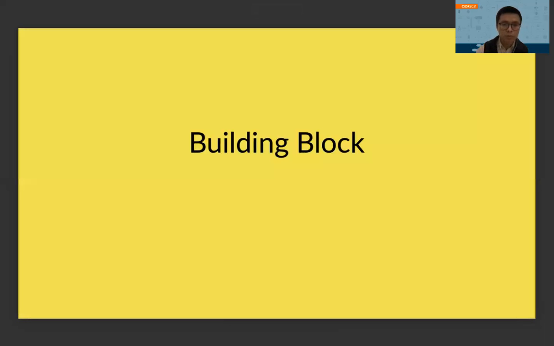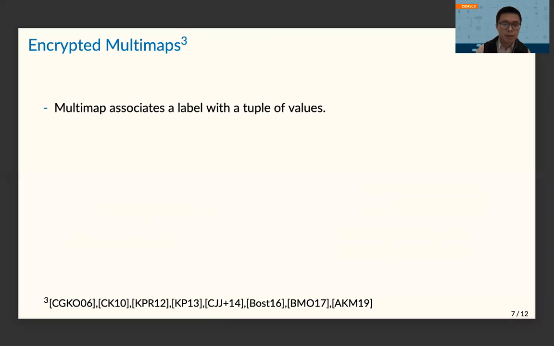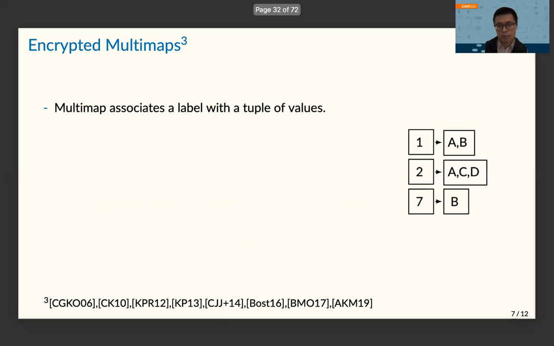So first, the building block. A multimap is a data structure that associates a label with a tuple of values. On the right, I show you one such example. The get operation, for instance, takes an input of label 2 and returns the associated values A, C, and D.